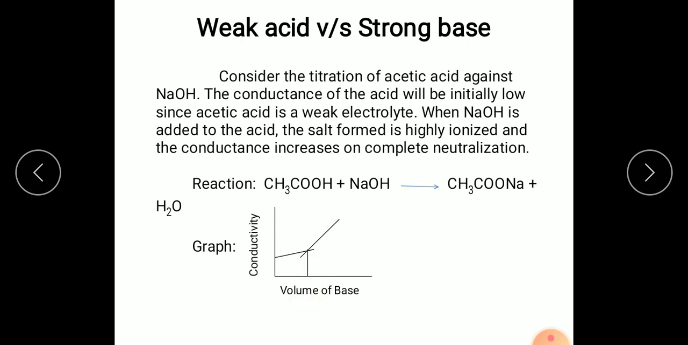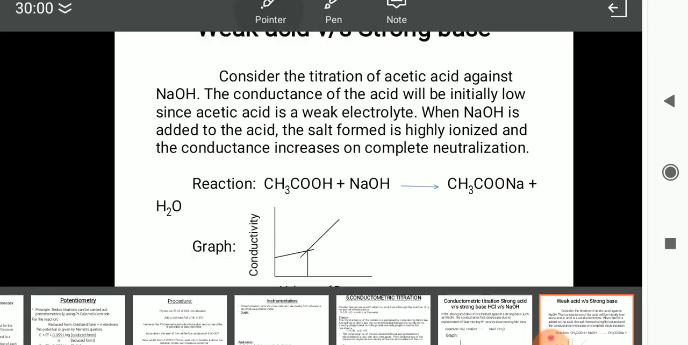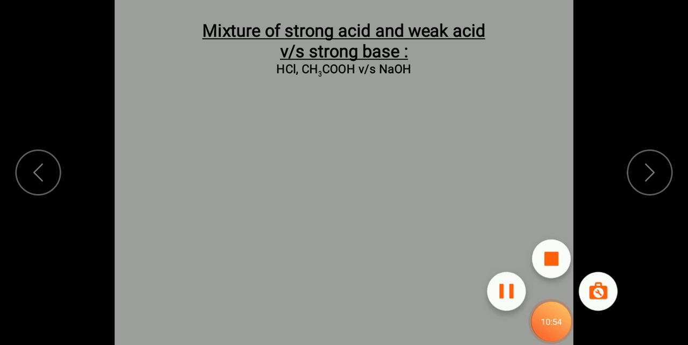Now we are moving to the third case, that is a mixture of strong acid and weak acid versus strong base. In this case we are taking both acids, one strong acid and one weak acid, and titrating against a strong base. Here we have taken HCl as the strong acid, acetic acid as the weak acid, and NaOH as the strong base. First we take the mixture and then we titrate it with NaOH.